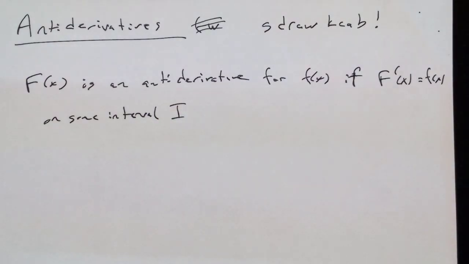Capital F of x is an antiderivative for little f of x if, when I take the derivative of capital F of x, I get f of x on some interval. It doesn't have to be everywhere, just on some intervals. We'll discuss why we need an interval later.